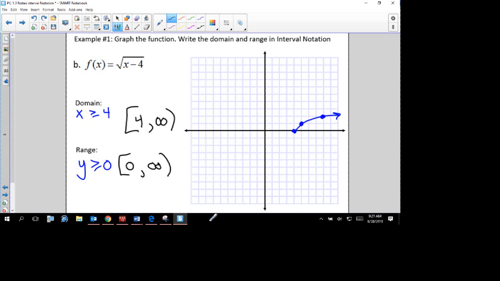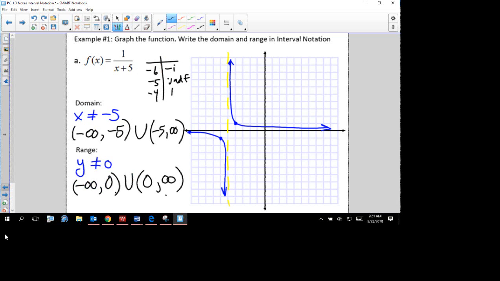Why is there a bracket? Because we use a bracket when the end number works in the equation. So 4 is a value. I can do square root of 4 minus 4, square root of 0. I can get a value for that. But on this one, what happens if I put in negative 5? It's undefined. So this one did not equal negative 5, but it went all the way up to it. So it's just symbolism that means parenthesis is not equal, bracket is equal to the endpoint. Thank you for asking.